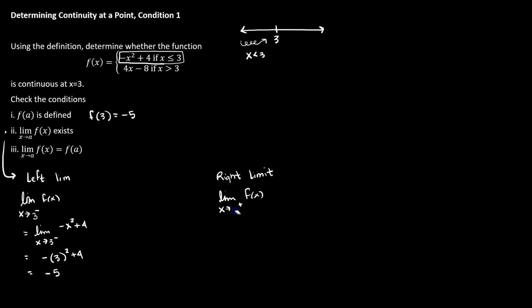In this limit, x is approaching 3 from the right. And if we look at our number line, approaching 3 from the right means that we're using x values that are larger than 3. So then we look at our piecewise definition and we say, if x is larger than 3, we'll use the bottom half of this piecewise definition. So when we rewrite our limit, it'll look like this. And then we'll plug in direct substitution and simplify.